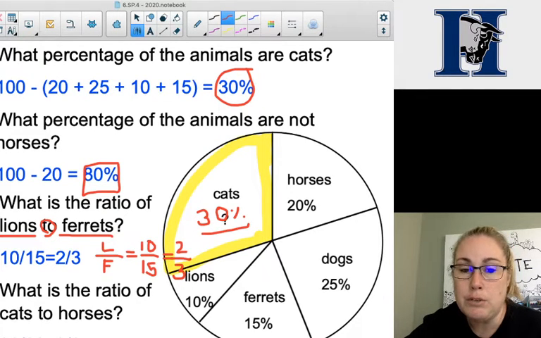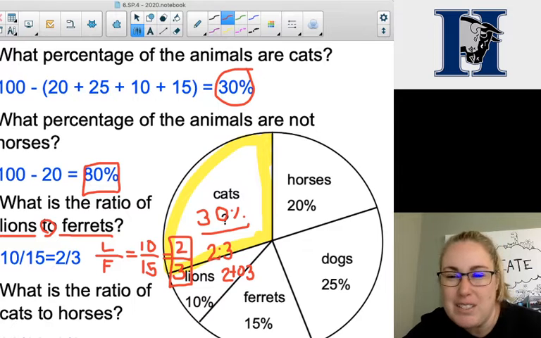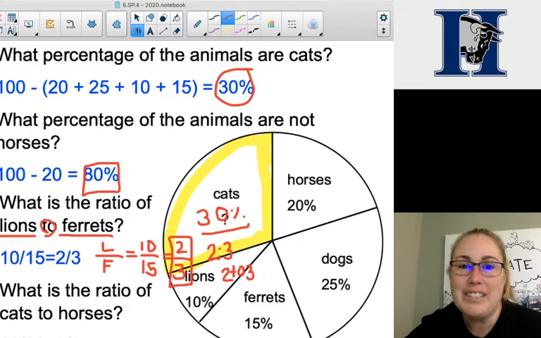Just a reminder about ratios, you can write them as a fraction just like this, or we can write them with a colon in the middle, 2 to 3, 2 lions for every 3 ferrets, or we can write them with the word to, so every 2 lions to 3 ferrets. So you can write it in any of those different ways to represent your ratio. Remember to simplify, and when you put it into Google Classroom, don't use spaces. That way it's easier for us to grade. We appreciate it.